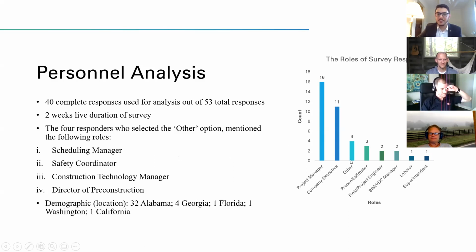So the 4 people that did respond as others said that one of them was a scheduling manager, a safety coordinator, a construction technology manager, and a director of pre-con. And then the demographic locations where these people responded from: we had actually targeted companies in the Southeast more, and we had also sent the survey out to AGC Alabama and Georgia. So we have 32 responses from Alabama, 4 from Georgia, 1 from Florida, 1 Washington, and 1 California. And these were some of the outliers in the demographic.